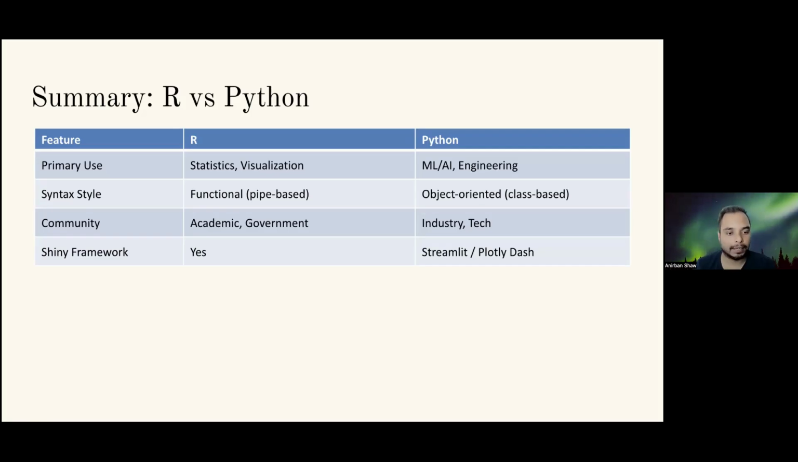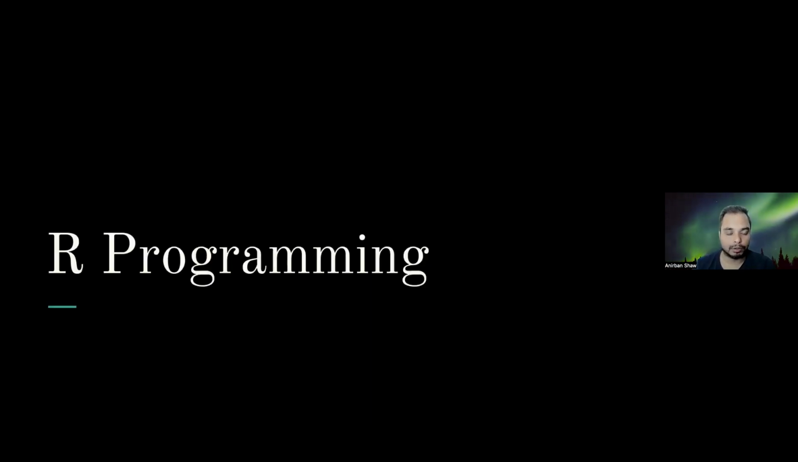And community, of course, you have academic and government use in R, and Python is more industry, production grade, and the tech community at large uses Python. Even Linux versions right now have Python inbuilt, and they're doing some amount of the work in Python in the Linux operating systems as well. So it's really production grade software.